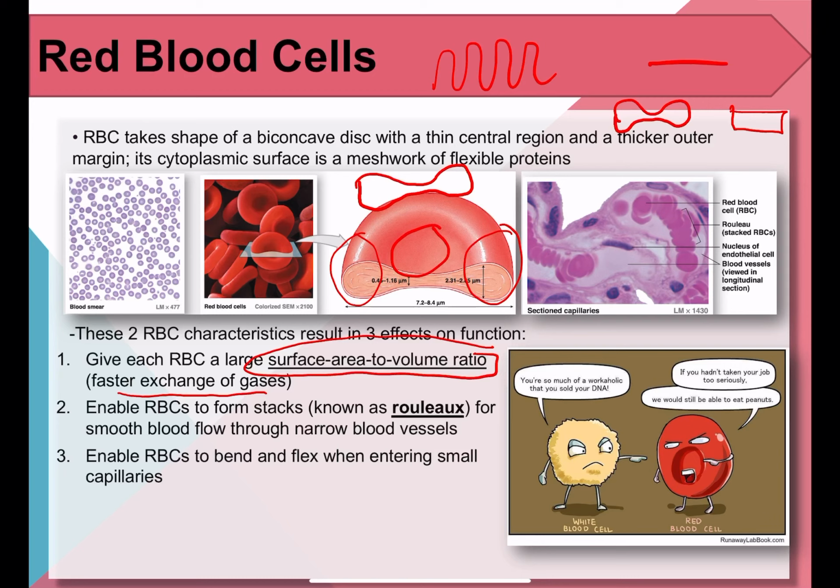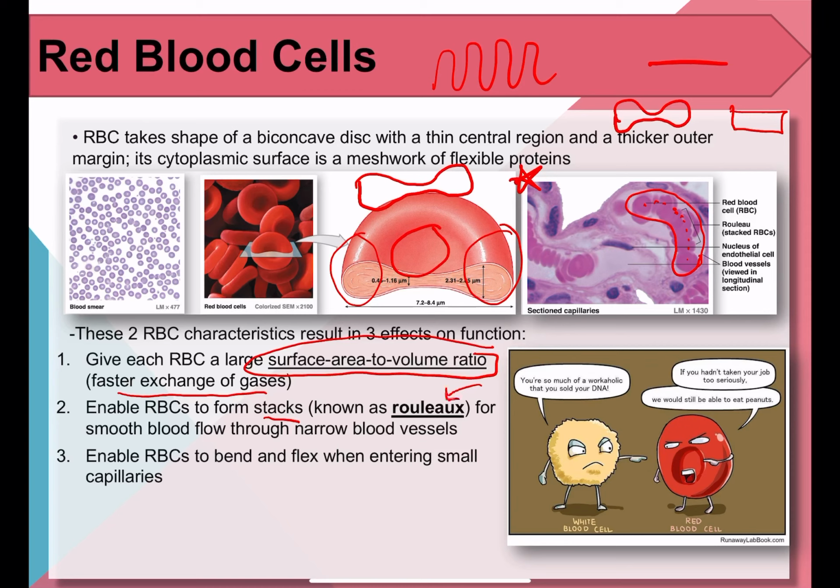Now, in addition, that biconcave part of the red blood cells is what enables red blood cells to form stacks, okay? If you look at some microscopic images, or in this image right here, you may be able to find these stacks of red blood cells, where they're all lined up closely next to each other. We usually call those rouleaux, okay? So rouleaux are stacks of red blood cells, and they allow smooth blood flow through very, very narrow blood vessels.